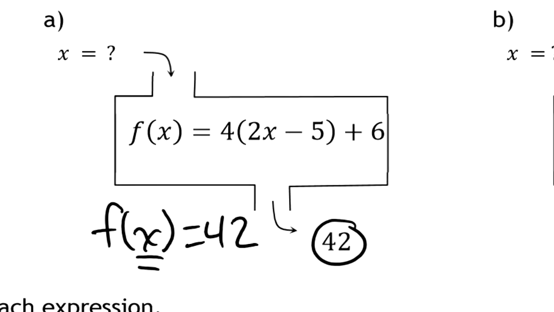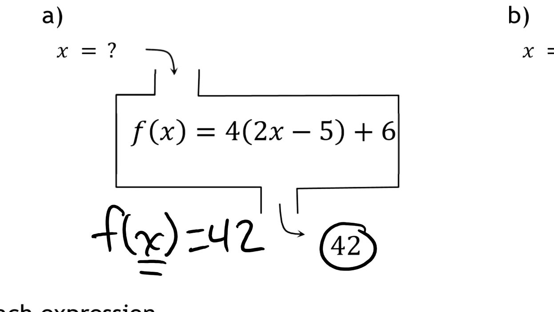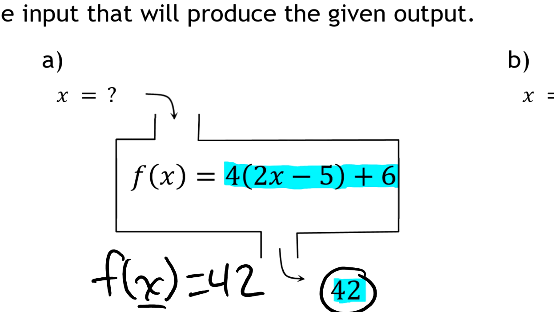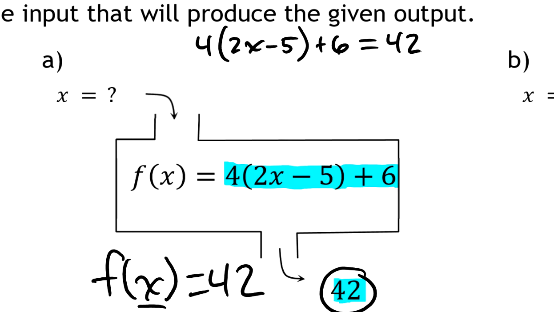So what I'm going to do is say these two expressions, 4 times the quantity 2x minus 5, plus 6, is equivalent to 42. F of x is 42. So that's the equation that I'm going to write. I'll begin with 4 times 2x minus 5 plus 6. We're looking for a value of x that will make that 42.